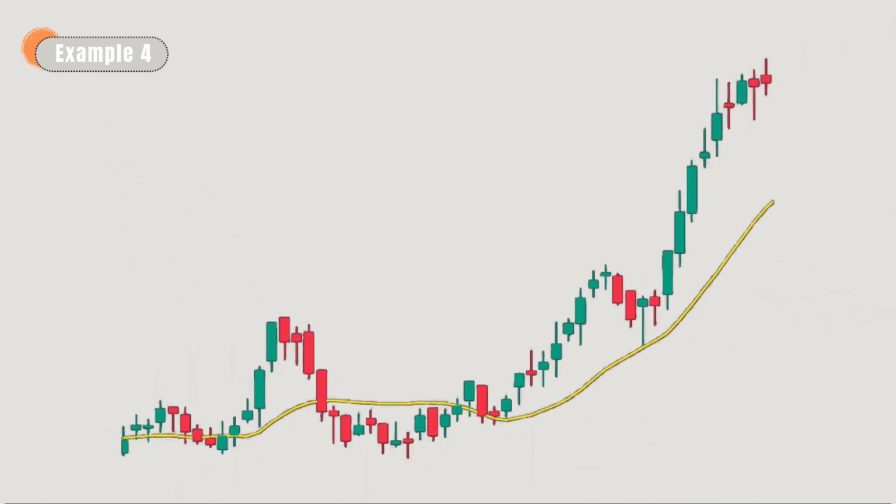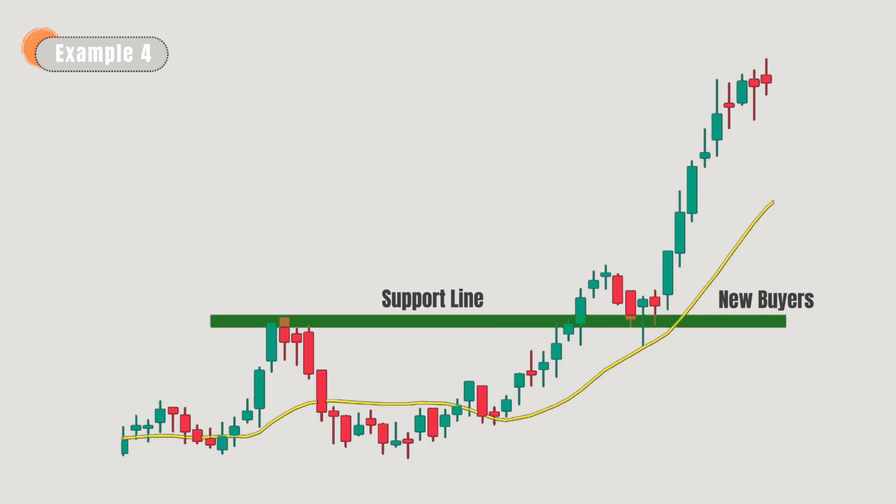In the next example, while the price is moving up, higher lows continue to form as it rises. As soon as the price reaches a new high, buyers who already entered the market start taking profits, causing a small pullback. By drawing a support line at the last high, we see new buyers entering as the price reaches this level again, forming a hammer candle.